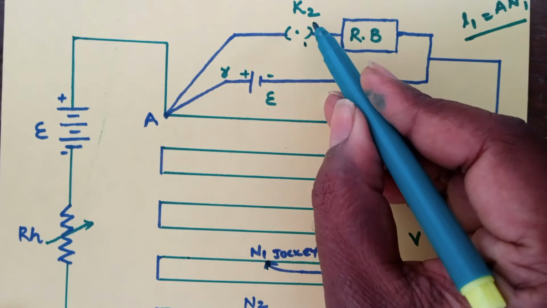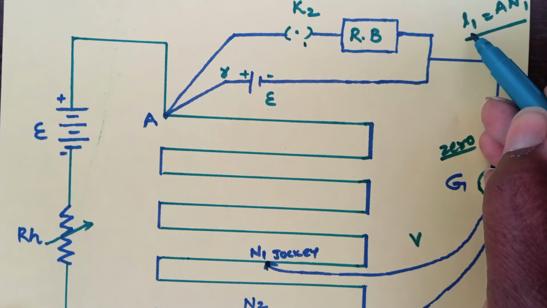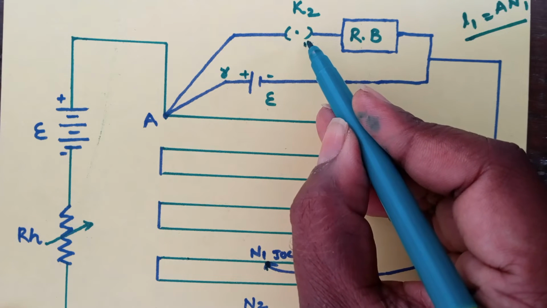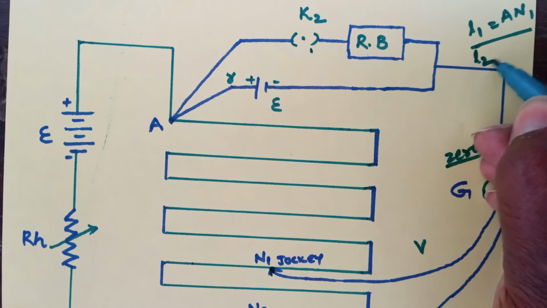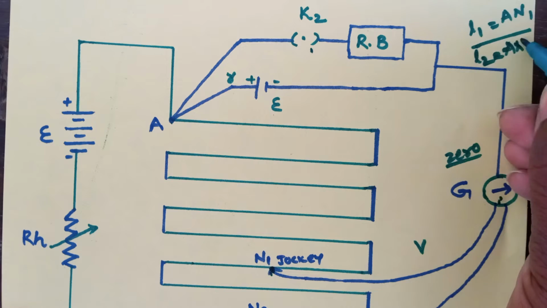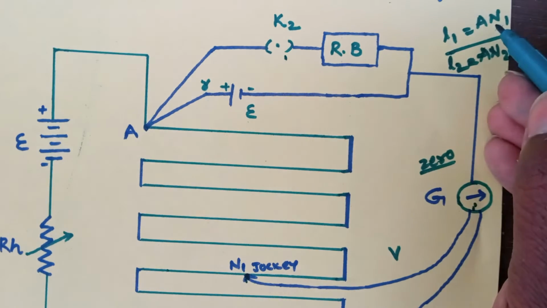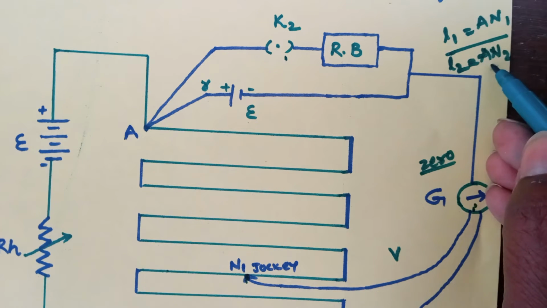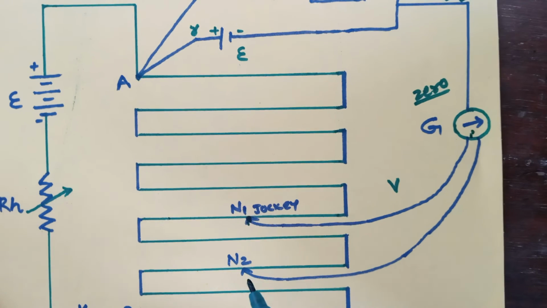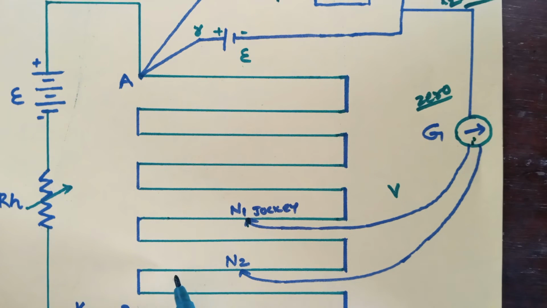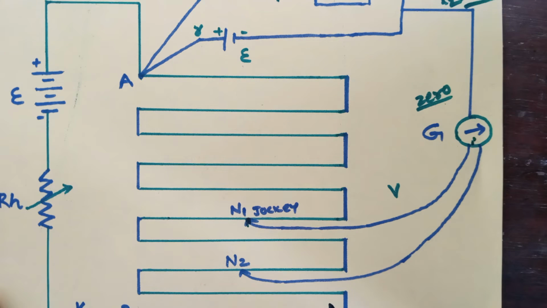Now let us first open the plug key K2 and find out L1, the length of the first balancing point AN1. Then we have to close the plug key K2 and measure L2, the length of the second balancing point AN2, by touching the jockey on the potentiometer wire until the galvanometer shows zero or null deflection.